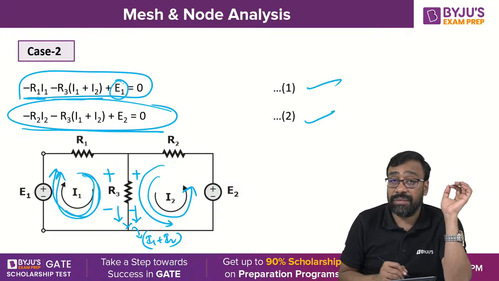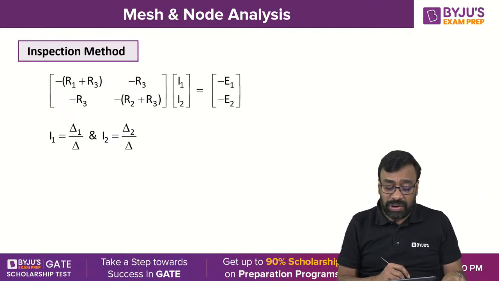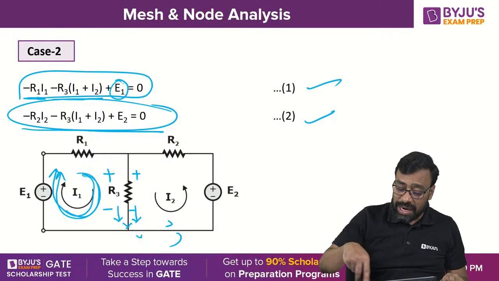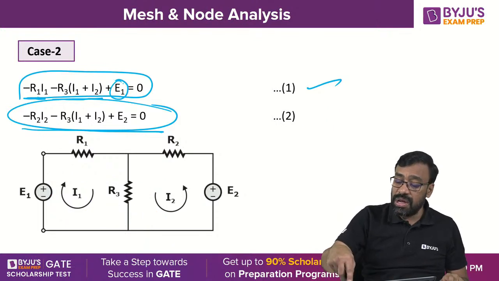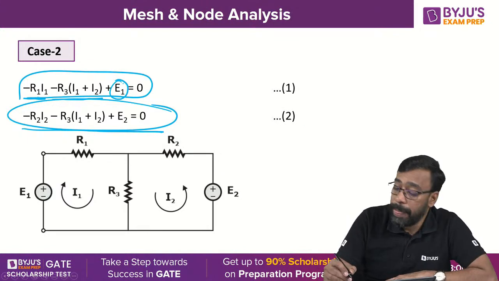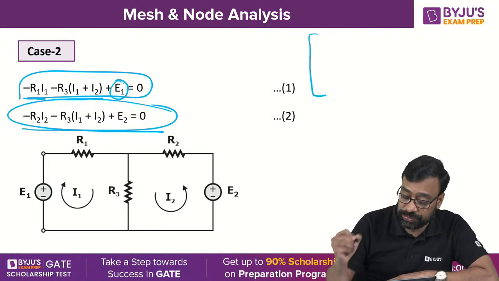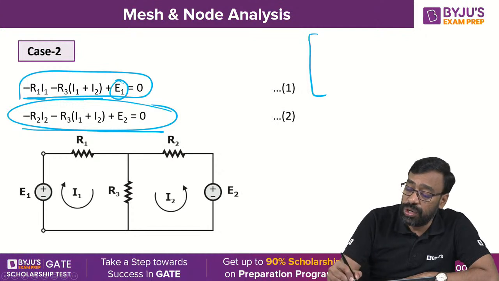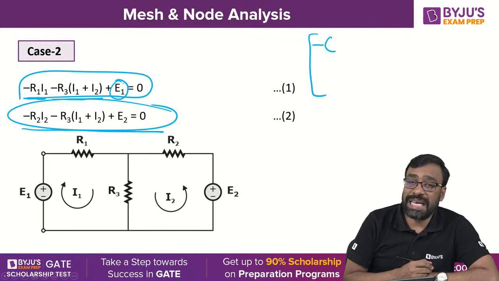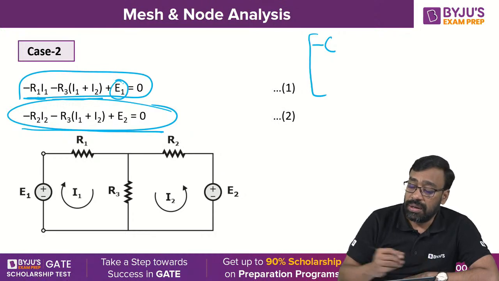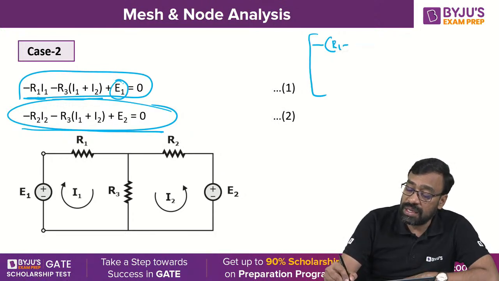First equation, second equation. Shall we apply the inspection for this now? Tell me how you write the inspection. Shall we write the inspection now for this? Look at this, all of you. Inspection: the first element, I told you, negative sign. What are the elements that you have? Passive elements I'm talking about. Okay, R1 plus R3.